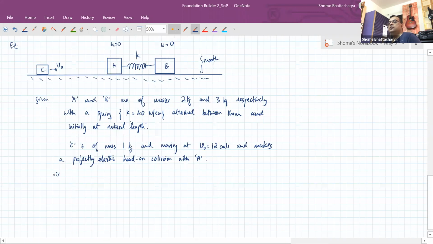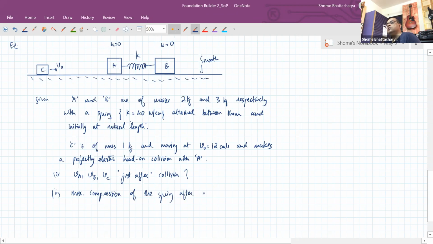So we want to find the velocities of A, B, and C just after the collision. Then the maximum compression of the spring after collision.